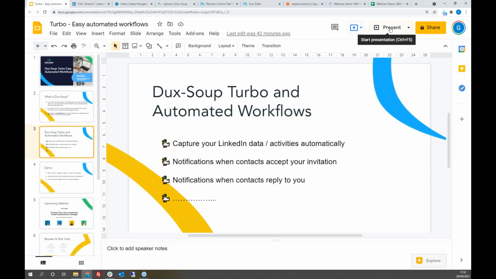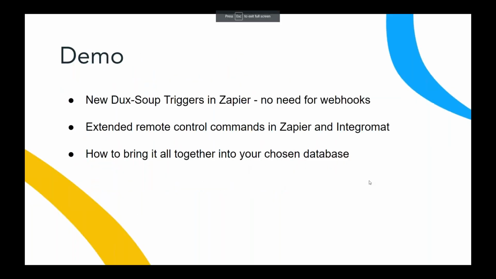So yeah, we've talked about those bits and pieces. Let's have a look, what did we cover? We talked about the new Dux Soup triggers in Zapier, no need for webhooks. We've looked at the extended remote control commands in Zapier and Integromat and how to bring it all together in your chosen database. I've shown you here the very simple platform of Google Sheets. There are many others available.